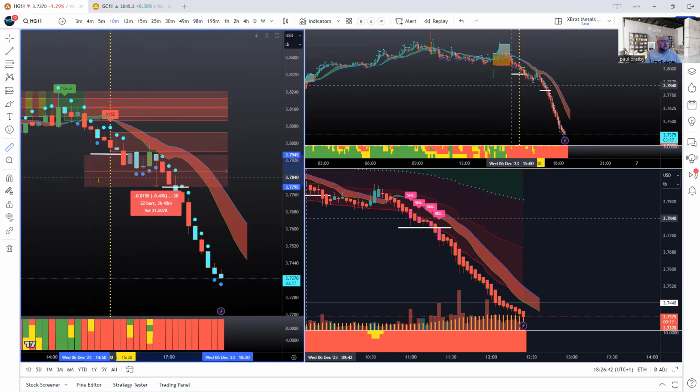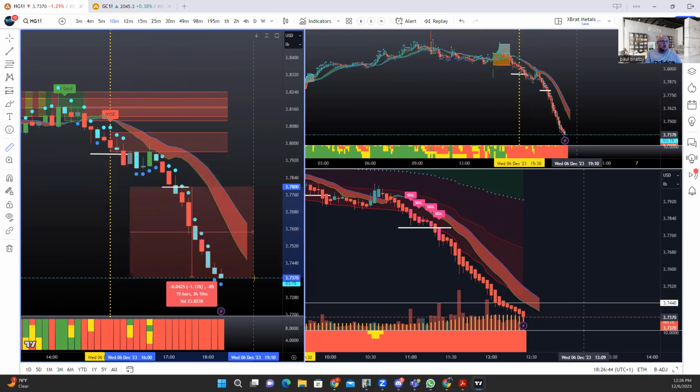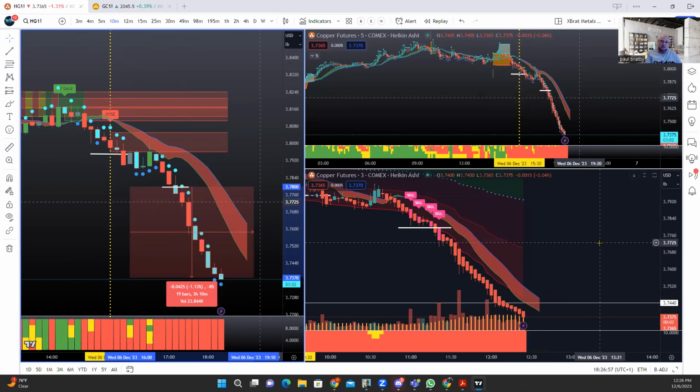But now we are $85 since the next entry, okay? So that's 115 ticks, sorry, times $12.50. This is a monster trade, okay?